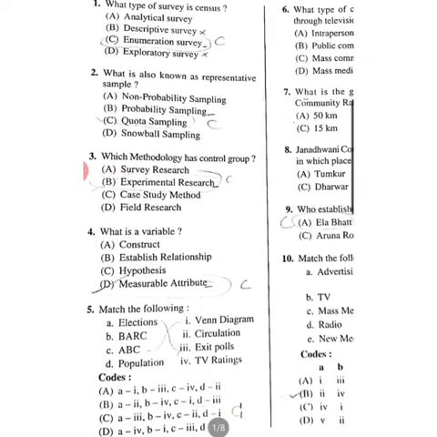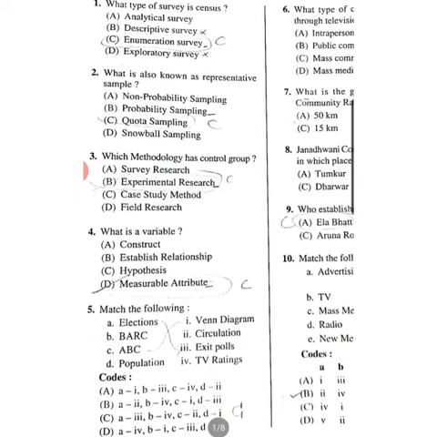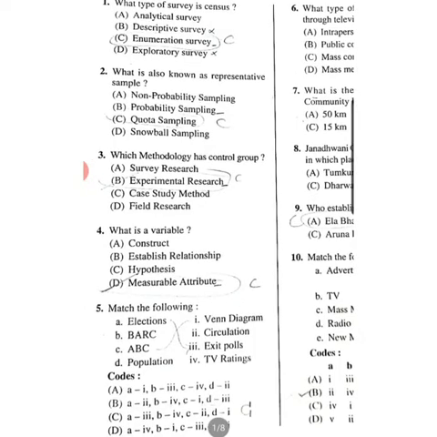Then we have the third one, which methodology has control group? This is experimental research. So experimental research has a methodology which is a control group. What is a variable? Very interesting. Variable is D, that is measurable attribute.